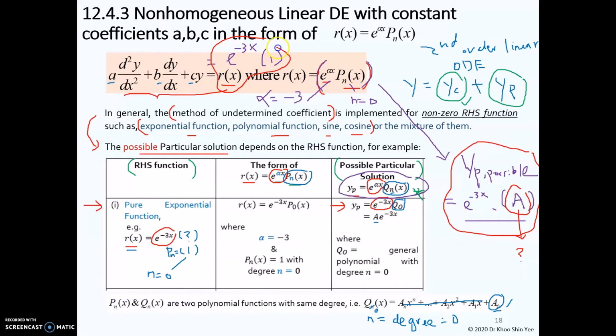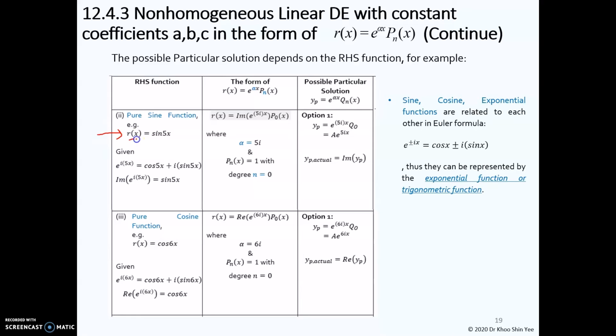At the moment, you need to learn how to propose the possible particular solution based on the right-hand side function. Here, the right-hand side function is a pure sine function. So you have sine pi x here. So what is the possible particular solution that you should propose? From the Euler formula, we know that the sine pi x here can be linked to the exponential function by using this formula. To have positive sine pi x, let's write it down here.